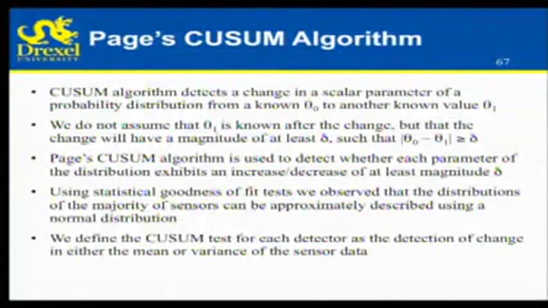And essentially what you want to do is see if the new data that occurred after the infection changes the distribution of your sensor data. And if it does it for lots of different sensors, then you can say with higher confidence that you have malware in your system. The algorithm that we use is Page's QSUM algorithm from 1958, I think.